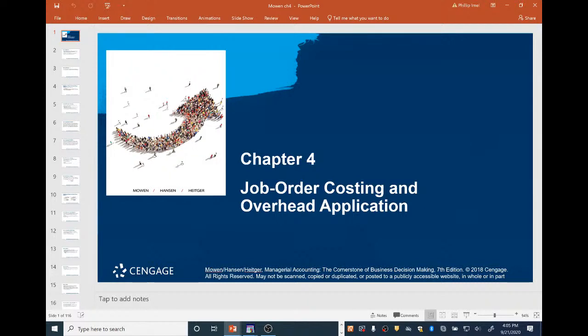Once again, we're starting chapter 4 today. It deals with job order costing and overhead application.